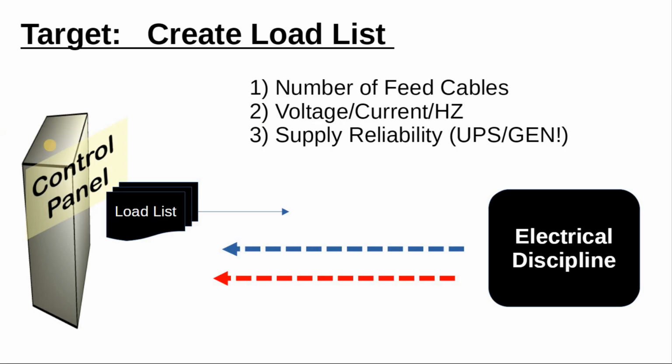In any project, you need to give a document to the electrical discipline to identify how many cables and the power required on each one of those cables. This document, we sometimes call a load list. You can call it anything else. We have a control panel, and that's what we need to look inside and see how many cables we need.